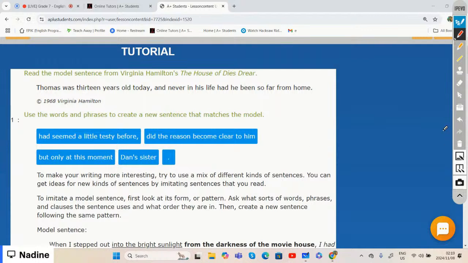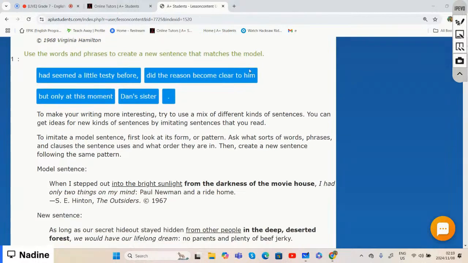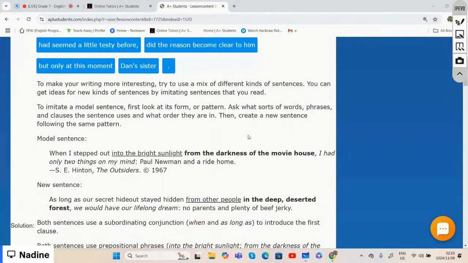All right. And we said in order for us to make writing more interesting, we need to try and use a mix of different kinds of sentences. You can get ideas for new kinds of sentences by imitating the sentences that you read. In order for us to imitate a model sentence, we need to first look at its form or pattern. Ask what sort of words, phrases, or clauses the sentence uses and what order they are in. Then we need to create a new sentence that follows the pattern.